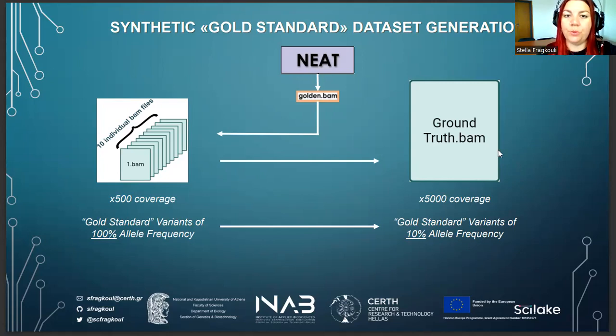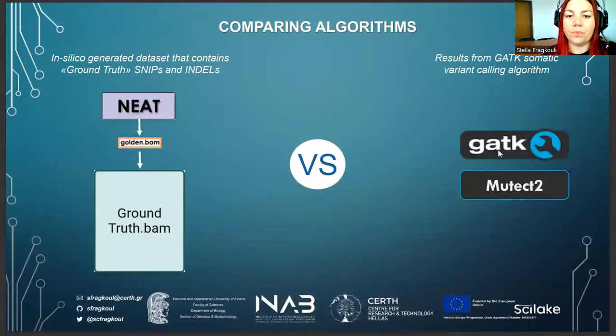Then it was time to pick our candidate variant caller to test this dataset. For this purpose, we chose the somatic variant calling algorithm GATK-Mutect2, to which we gave our BAM file of 5,000 coverage as input in order to identify the somatic variants that were present in this file.